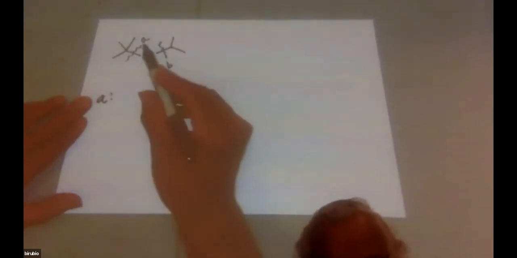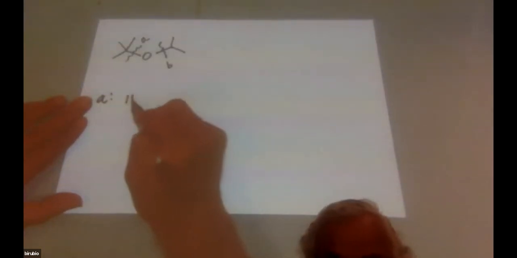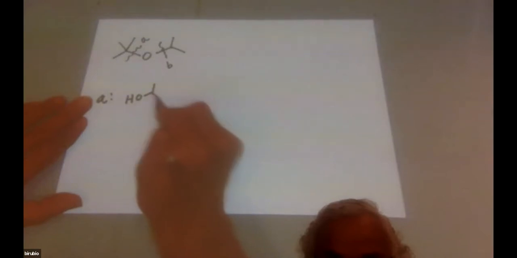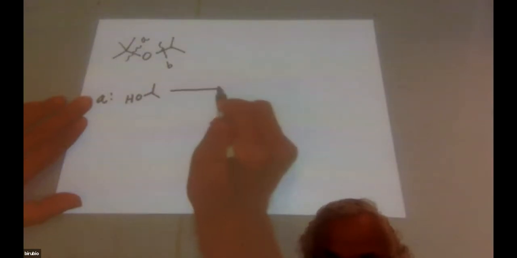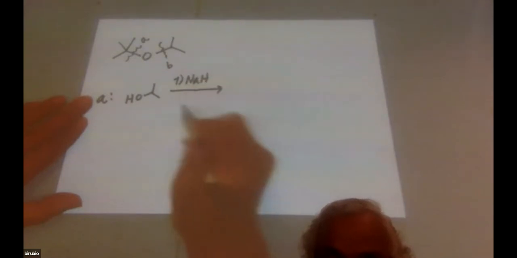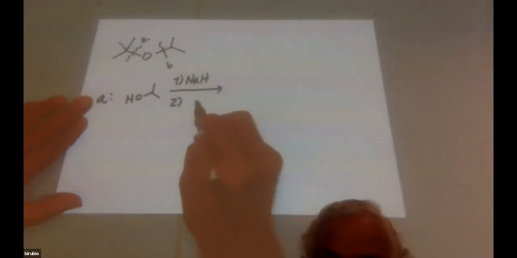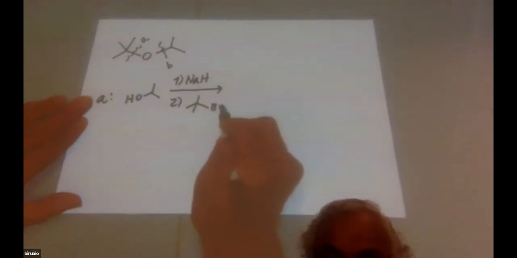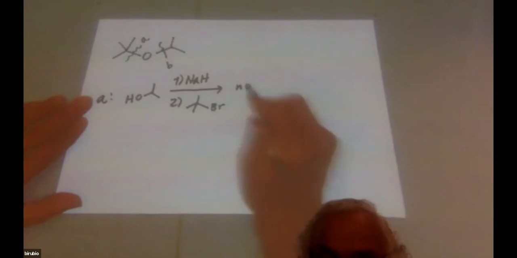Okay, so let's go through that. Creating bond A would mean starting with this alcohol, reacting it with sodium hydride in the first step, and then reacting it with this tertiary alkyl halide. No good. No Williamson.